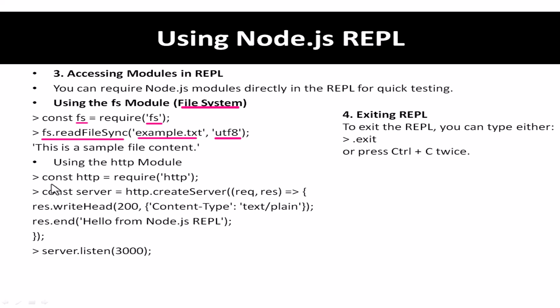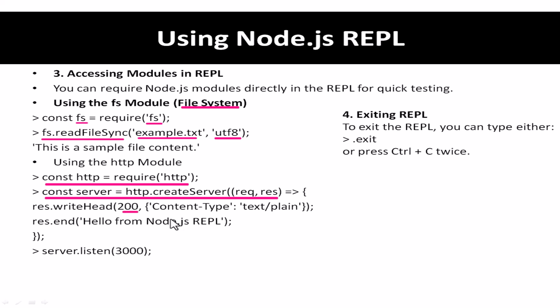Now here we are using the HTTP module, const http equal to require http. So next, here we are using the constants server, request and response. We are creating an HTTP server with request and response, and here we are going to work with a particular kind of error codes.